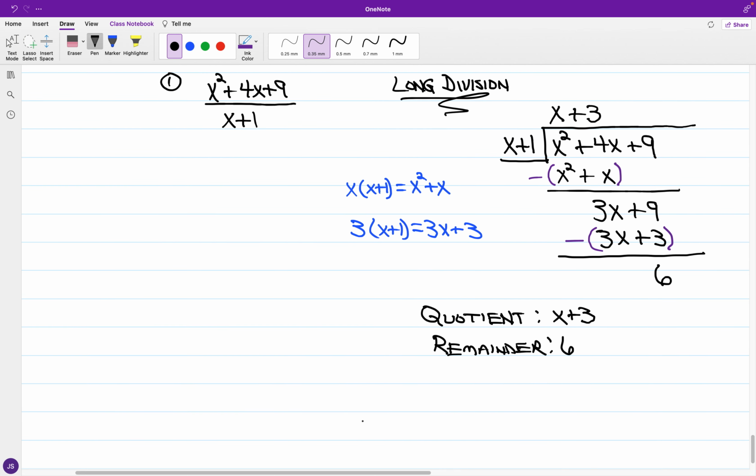And for the ratio, I know Alex likes to have the ratios expressed in both quotient and remainder over divisor terms. So for x squared plus 4x plus 9 all over x plus 1, again you have the quotient, which you have at x plus 3, and for the remainder over the divisor, we have x plus 3, and then we have plus 6 all over x plus 1.